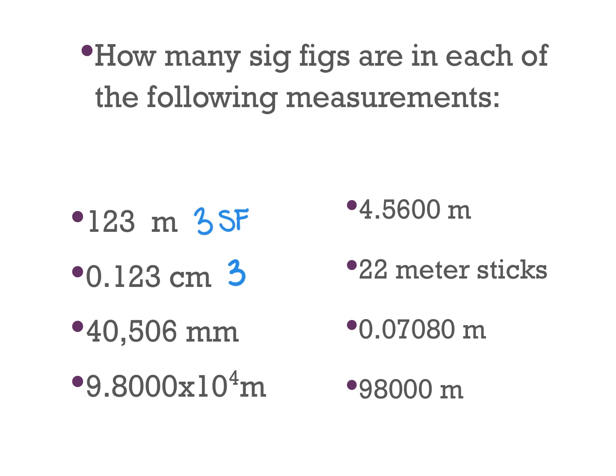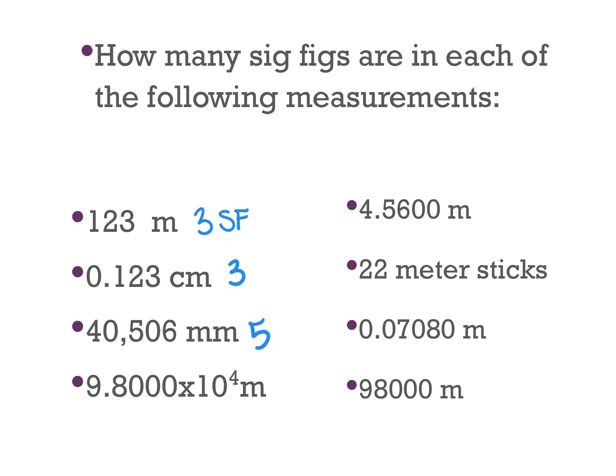5 sig figs, yes? Okay, 40,506, this is the sandwich rule, and this is the sandwich rule. Okay, so all of those digits count. So there's 5 sig figs. Okay, 9.8000 times 10 to the 4th.